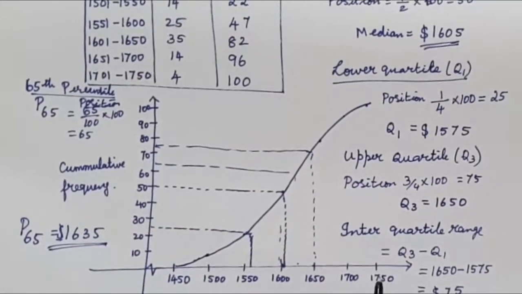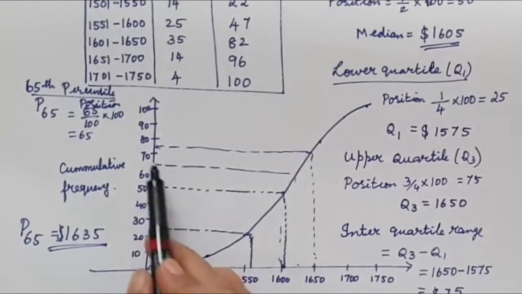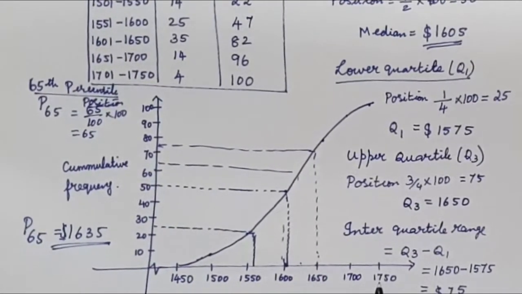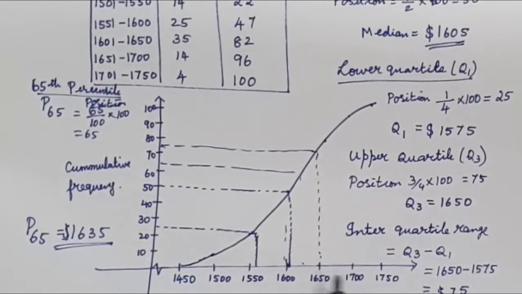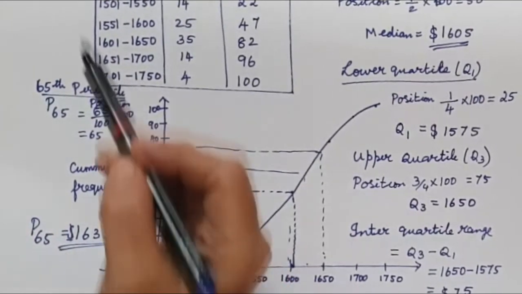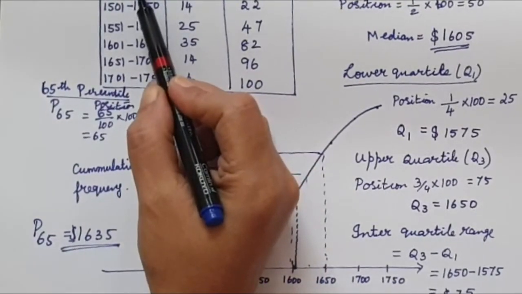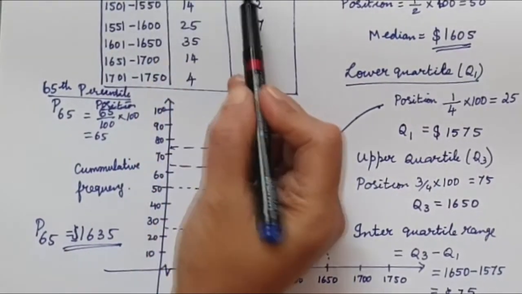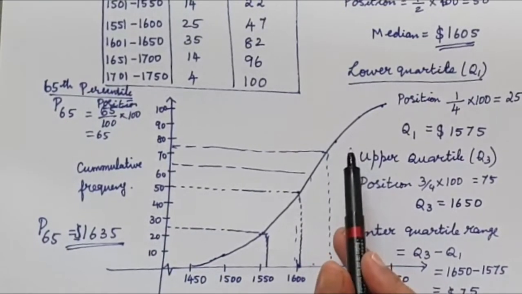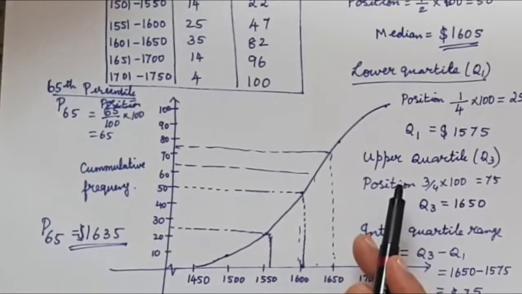So always we have to find the position. Then from the position we need to draw in order to find the values for the lower quartile, upper quartile, and then the percentile. Always when drawing the cumulative frequency curve, we need to take the upper value of the class interval and then plot the graph. And the shape of the curve will always be an elongated S.